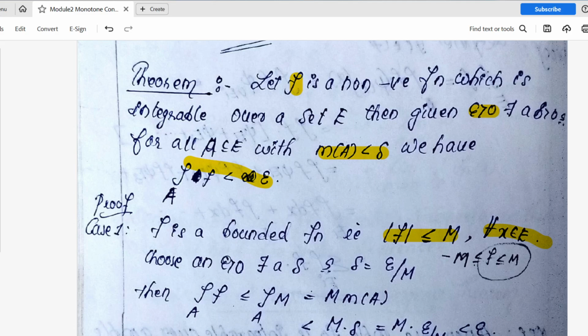Now we choose an epsilon greater than 0. There exists a delta such that we are choosing delta equal to epsilon by M. Now what is the integral of f over A? We have to prove that this is less than epsilon. We know the integral of f over E is finite, and we have to prove that over A it is less than epsilon.